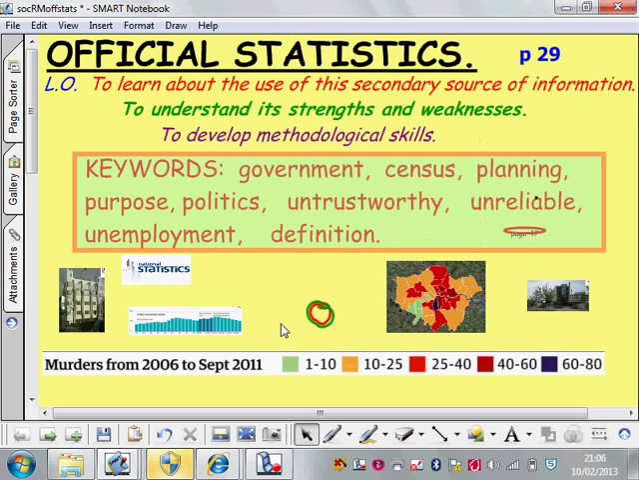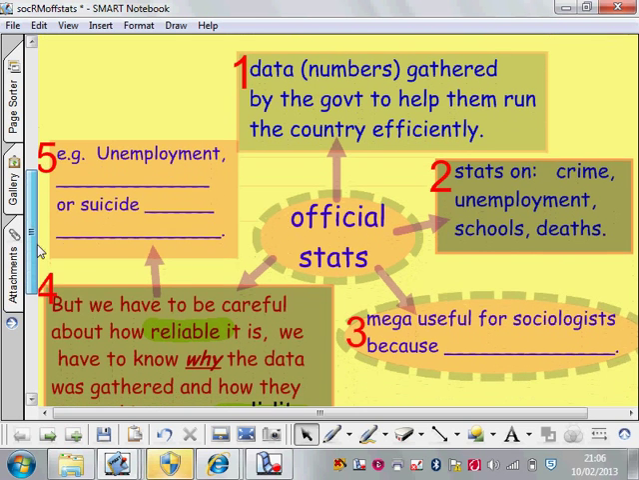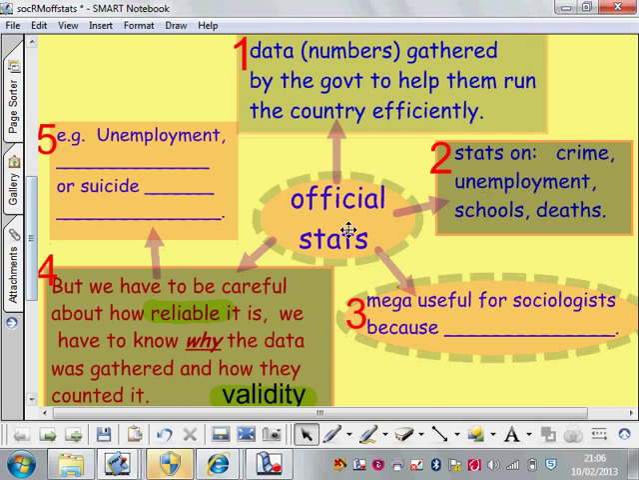Stats, government stats, for really, really sensible reasons. They need to know how many kids there are, so they know how many school places to run, etc., etc. So, little chart, how do we get around this?